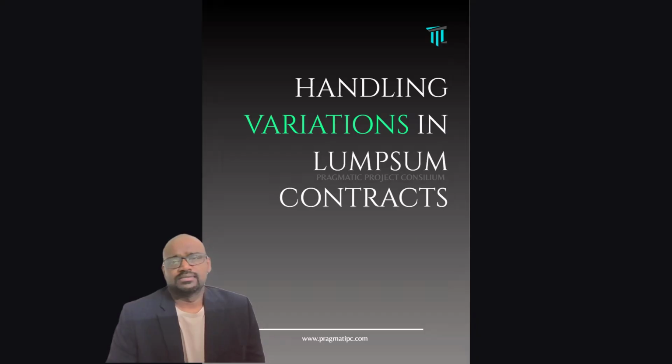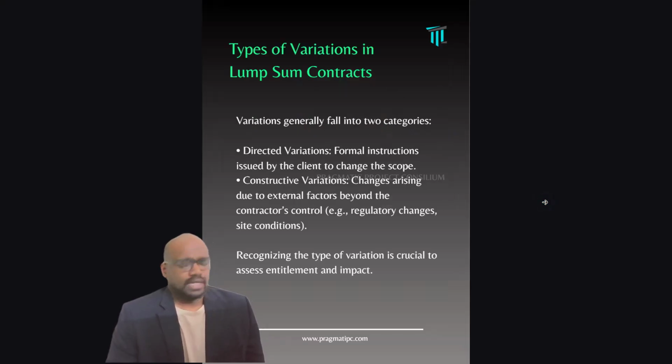Variation in lump sum contracts. So that's the topic we are going to discuss today. There are two types of variations in these contracts. One is directed variation, the other one is constructive variation. Directed variation is mostly an instruction from the client. The client requests the contractor to make changes in the scope or quantity or whatever it may be.